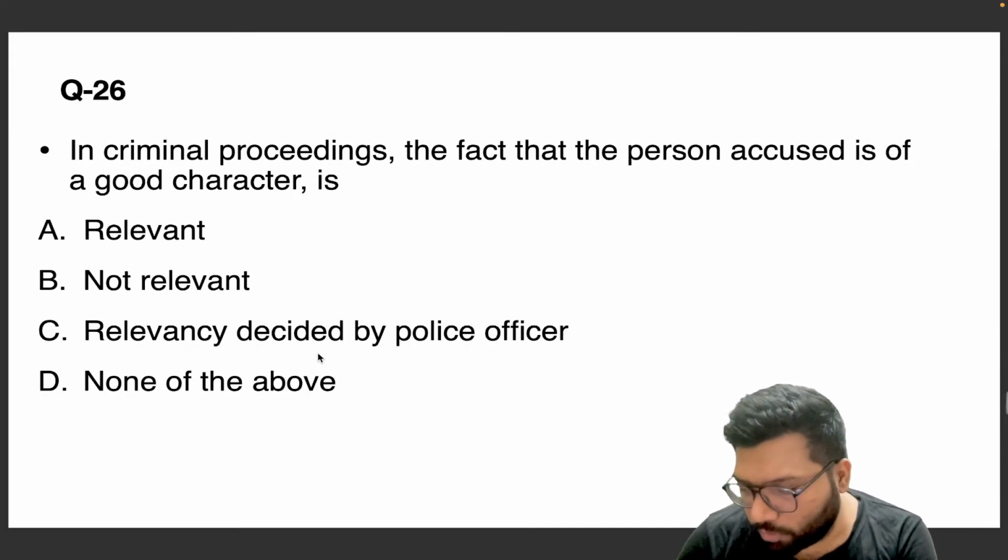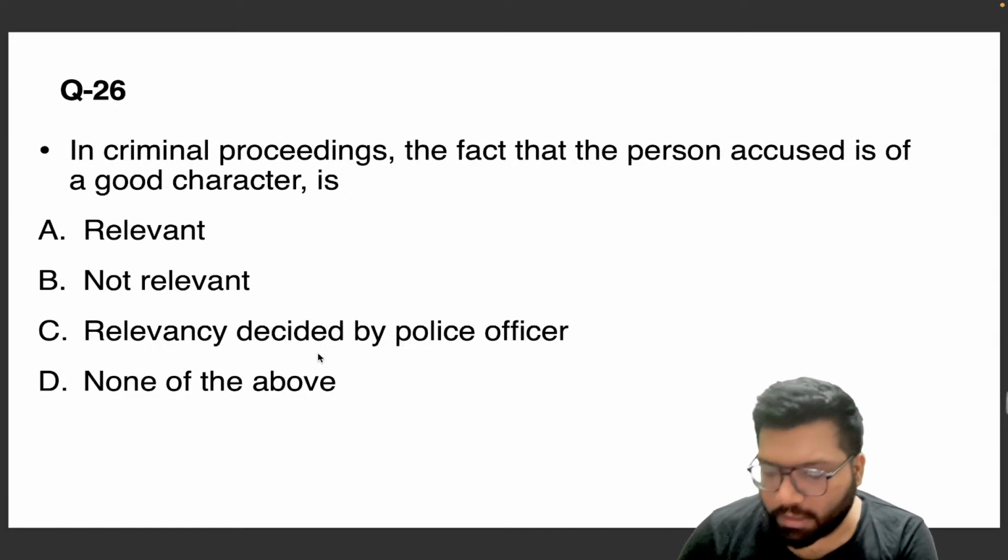Starting from Avantika, everyone is answering A. Okay, no, they were answering 25. Starting from Sunita. Okay, 26. Everyone is answering A. Correct.